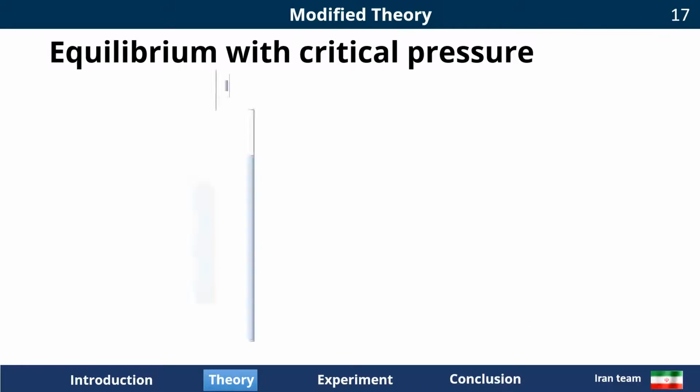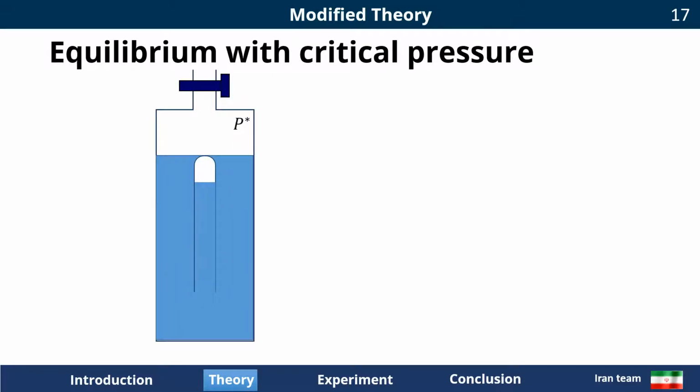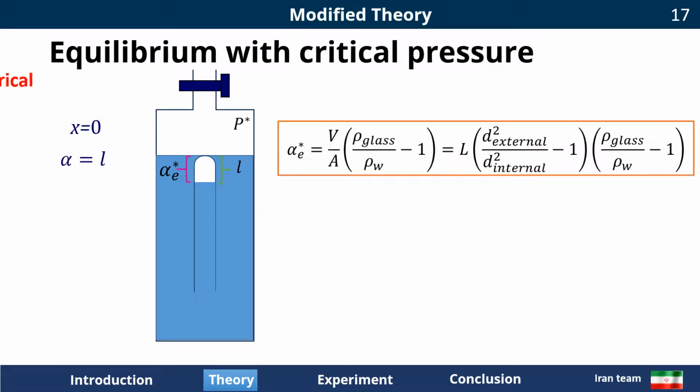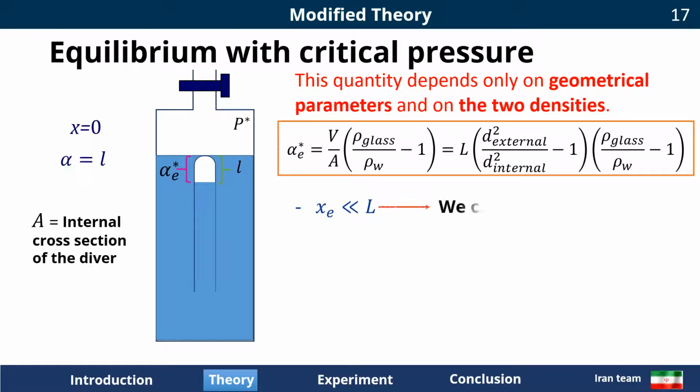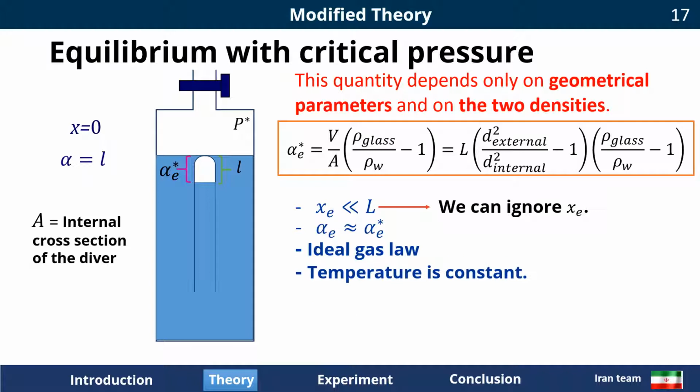Now we will write the equilibrium equation when P equals P star. Here we have alpha star E that is equal to L. So we can write this equation. This quantity depends only on geometrical parameters and on the two densities. We suppose Xc is much smaller than L, so we can neglect that and realize that alpha E is approximately equal to alpha star E, and we suppose the air inside of the diver behaves like an ideal gas and temperature is constant and does not change.